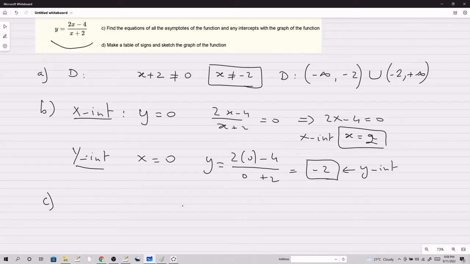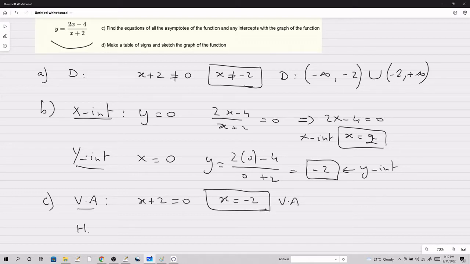Now let's find the asymptotes. First, let's find the vertical asymptote. The vertical asymptote is found by solving the denominator x + 2 = 0. That gives me x equal to -2, and this is the equation of the vertical asymptote, which is the vertical line x = -2.